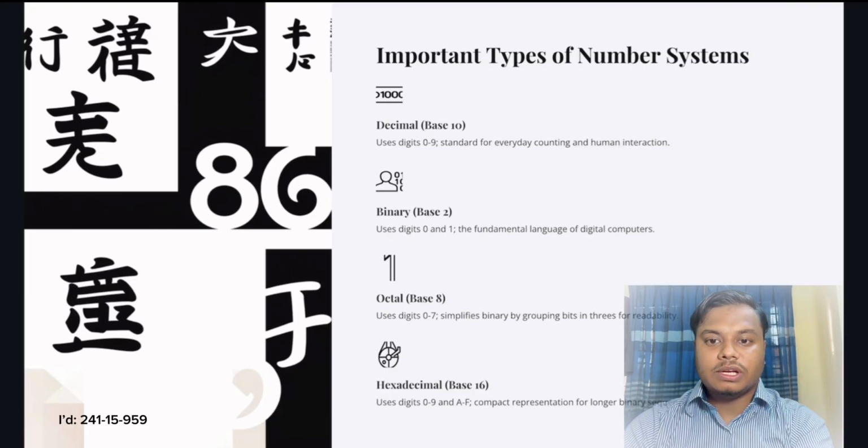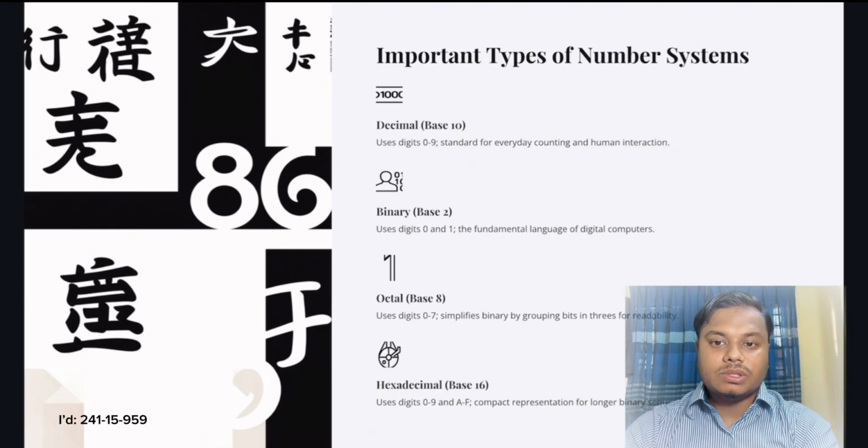So we all know the decimal system, or base 10, which uses digits 0 to 9 for everyday counting. In computers, the most important system is binary, or base 2, which uses only 0 and 1 because digital devices work with two states, on and off. Another system is octal, base 8, which uses digits 0 to 7. It's mainly used to shorten long binary numbers.